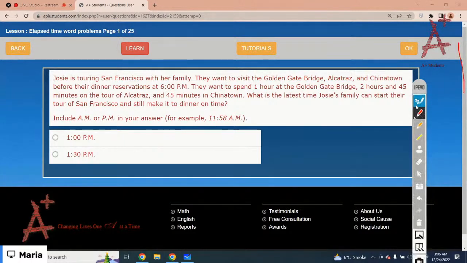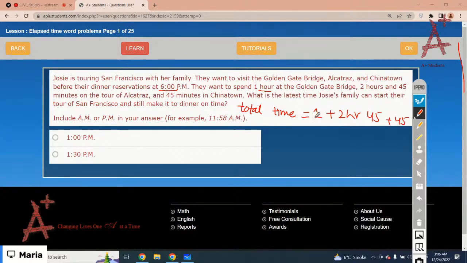So that means the dinner time is 6 p.m. Got it? So they want to spend 1 hour at the Golden Gate Bridge. So you have to calculate the total time. Got it? You can just add the time they want to spend on different places. 1 hour at Golden Gate Bridge, 2 hours and 45 minutes at El Stras, and 45 minutes in Chinatown. Got it? So just add up all the time.